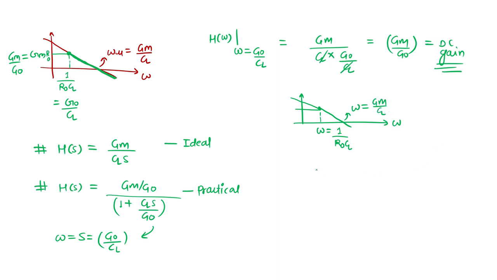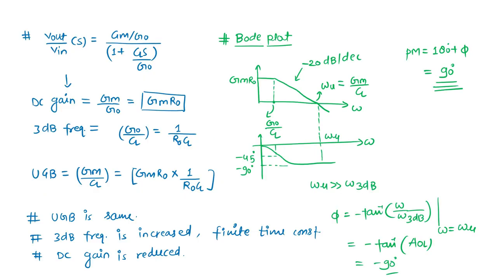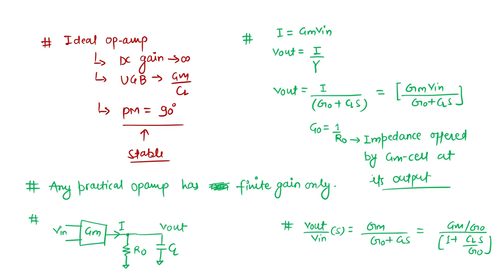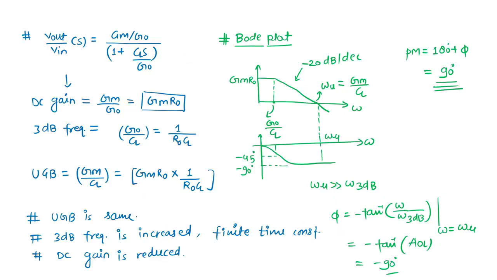So this is the discussion of the Gm cell at the top level, where we have considered the practical aspect, because no Gm cell is such that there is no output impedance. There is always output impedance. So what is our motivation? What is actually a Gm cell?